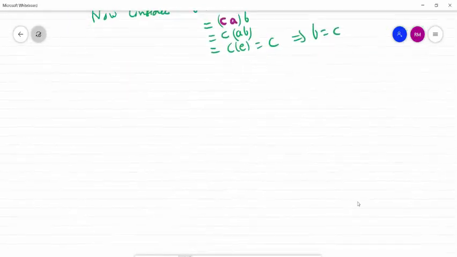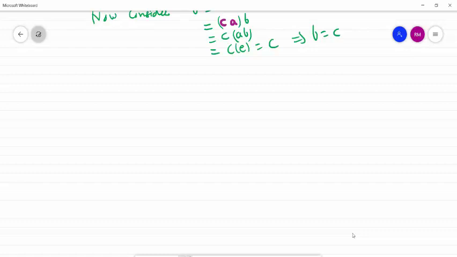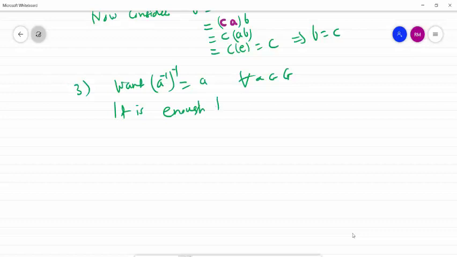So what is the third property? The third property that we have to prove is: the inverse of the inverse of A is equal to A for all A belongs to G. So it is enough to prove that A inverse into A, this is A inverse into A, equal to E for all A belongs to G.